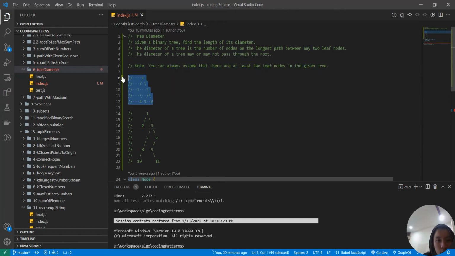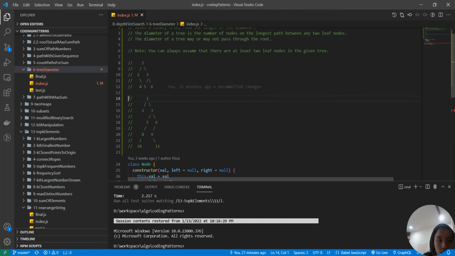One observation that we could make here is that in this case, the diameter is actually equal to the height of the left branch plus the height of the right branch, right? Okay, so let's take a look at another example.